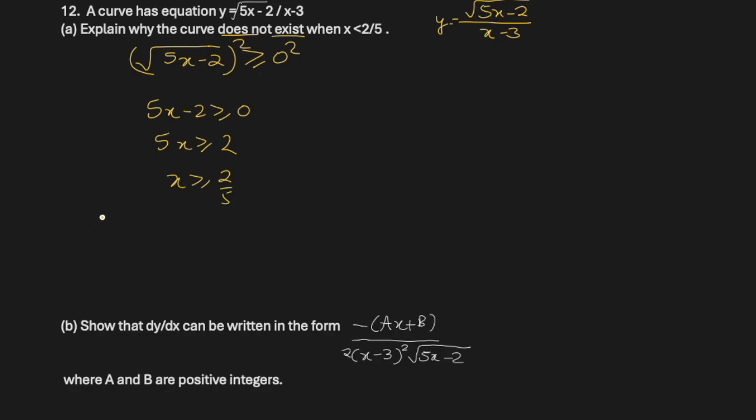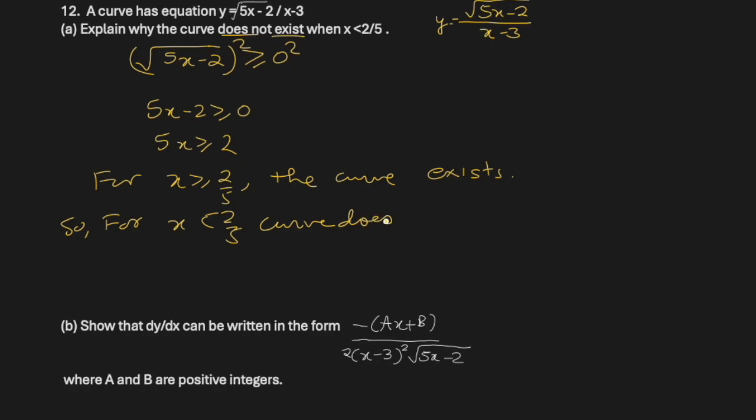So for this range of values, the curve exists. But for x less than 2/5, the curve does not exist, because it will be undefined, and if it is undefined, then the curve cannot exist at that particular part. Let's see what the next part says.